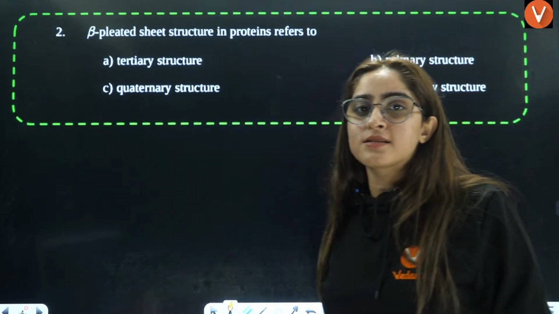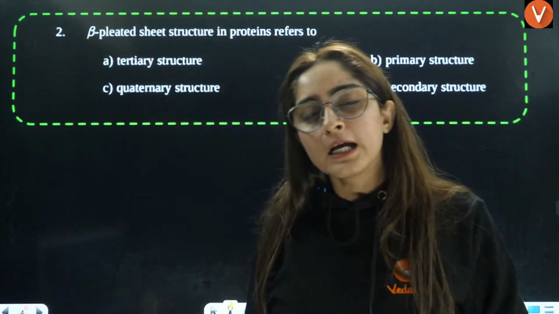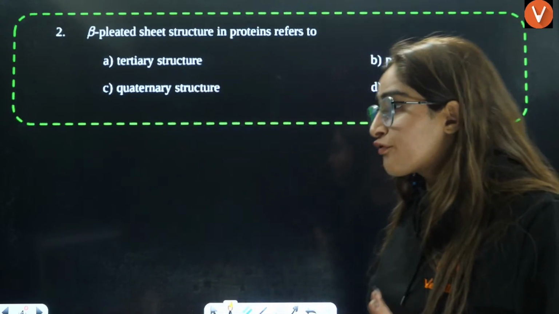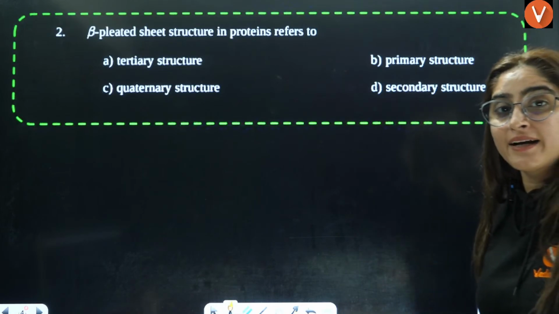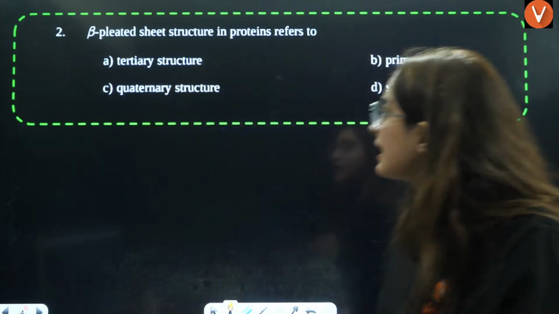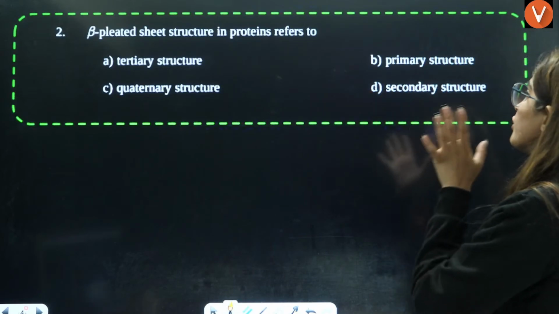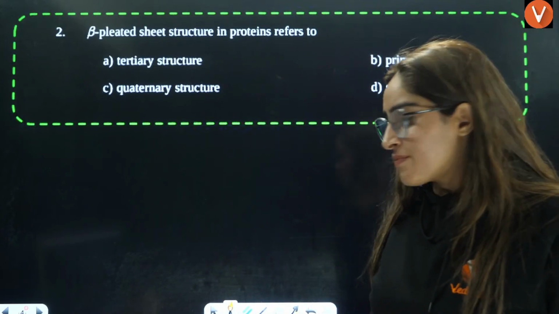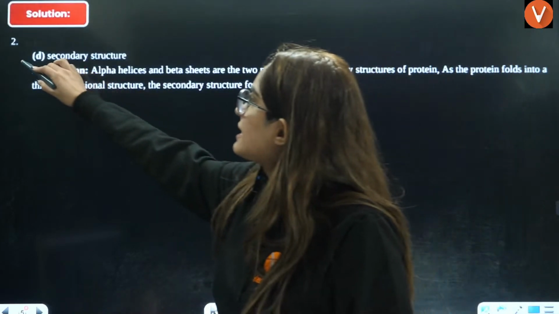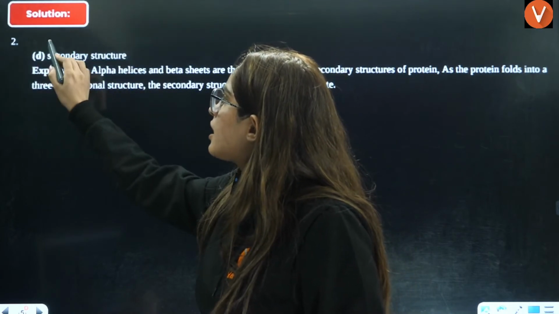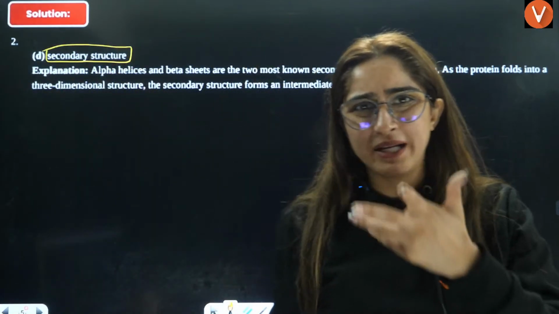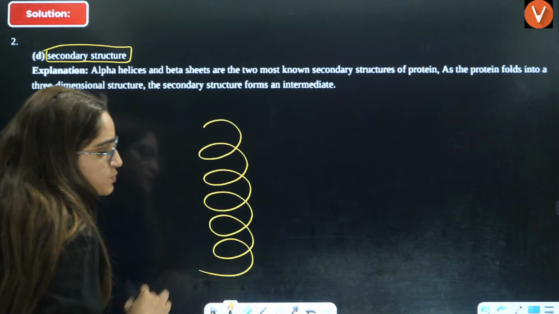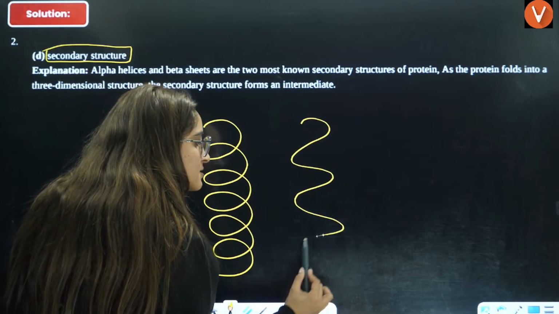Next question is, beta pleated sheet structure in the proteins refers to? There are alpha helix structures. There are four kinds of structure of proteins: primary, secondary, tertiary, and quaternary. If you talk about the beta pleated and alpha structure, are they primary, secondary, tertiary or quaternary? The answer is going to be secondary structure. Can you tell me what is alpha helix and beta pleated? Basically, alpha helix is this kind of structure like a spiral. Beta pleated is this kind of structure.